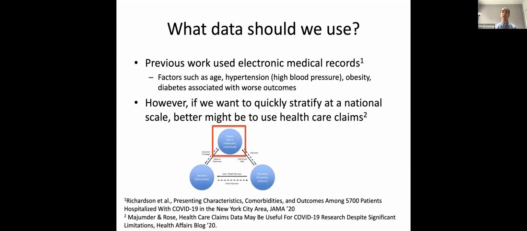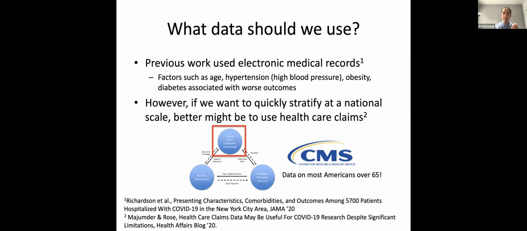So I'm going to propose that what we should be using for this is data that's available at a national scale, in particular, health insurance claims. Remember, I told you that providers have to submit bills to their health insurance company in order to get paid. And I showed you an example of what those bills look like. Well, the biggest health insurer in the United States, in particular, the one which is most relevant to elderly individuals, is the Centers for Medicare and Medicaid Services.